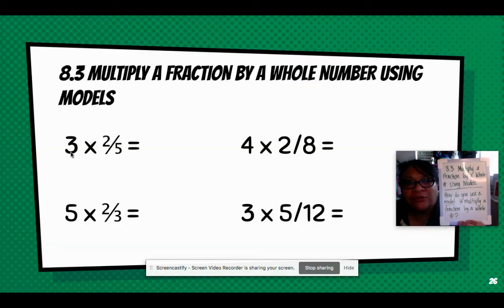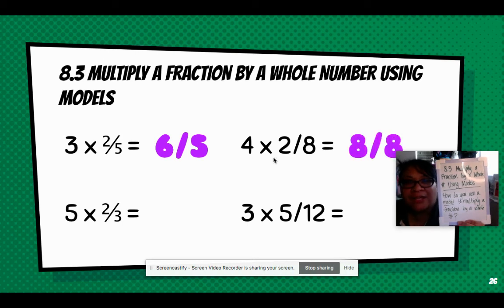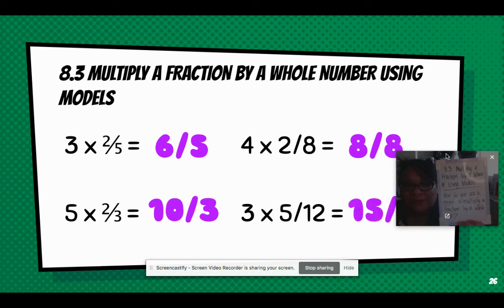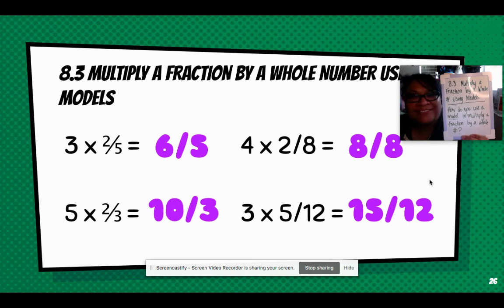So if we go on, we can multiply 3 times 2. We get 6. So the answer would be 6/5. Over here, we multiply 4 times 2. The answer would be 8/8. And anytime you have a fraction where the numerator and the denominator are the same, the answer is always equal to 1. 5 times 2 is 10. And the answer is 10/3. We keep that denominator the same. Over here, the answer will be 15/12. But you can't see, my head is there.